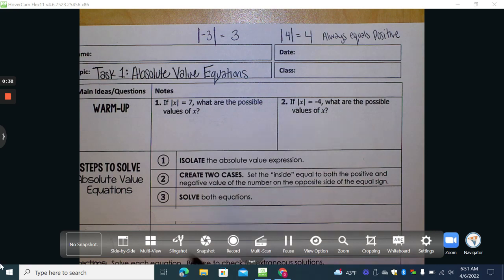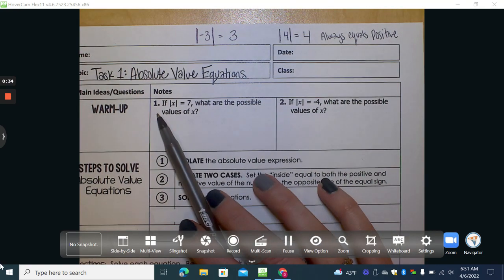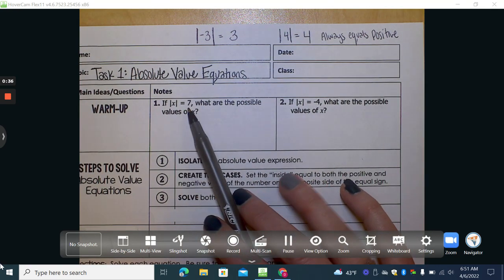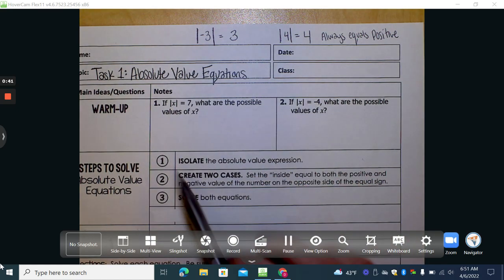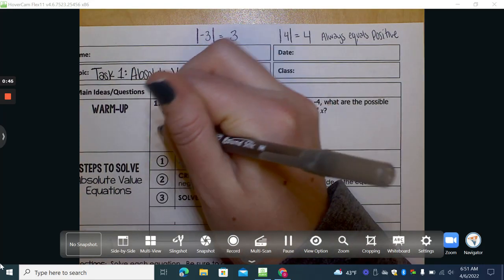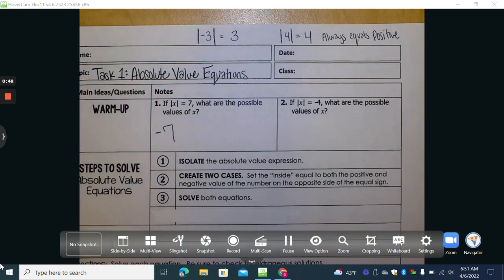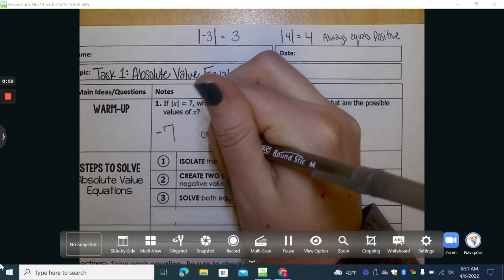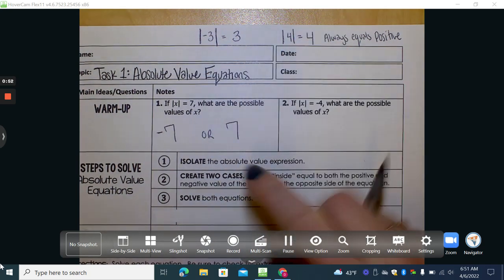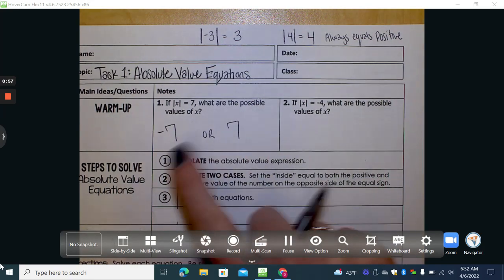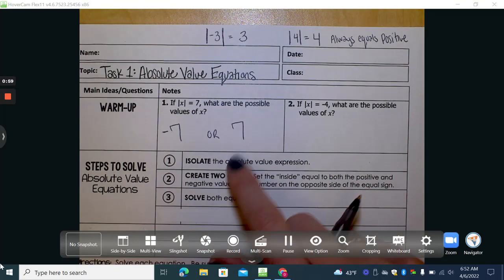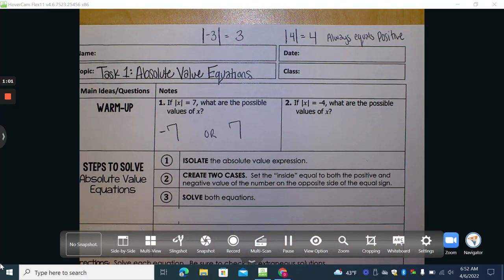And so the first question we want to think about is, if the absolute value of x is 7, what are the possible values of x? What could I put into absolute value symbols in order to get a positive 7? Well, I could put negative 7 in there and I'll get positive 7. Or I can put a positive 7 in that absolute value symbol and get a positive 7. Both are correct answers, and so both would be solutions for that equation, absolute value of x equals 7.